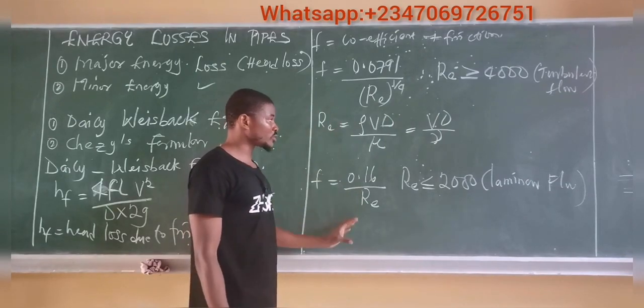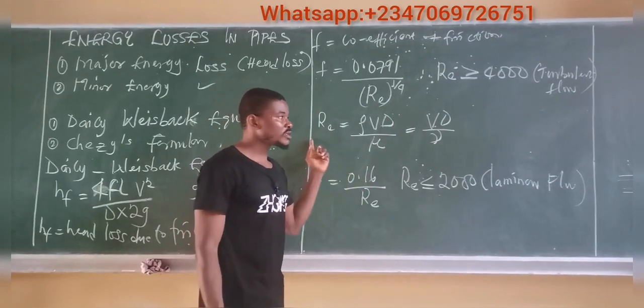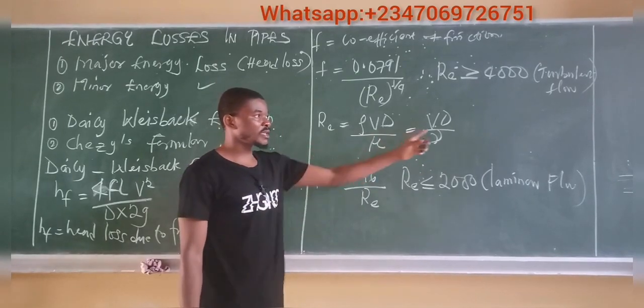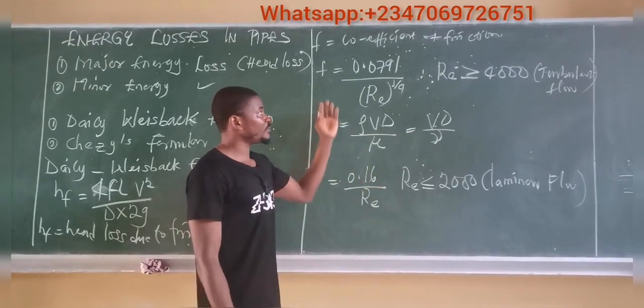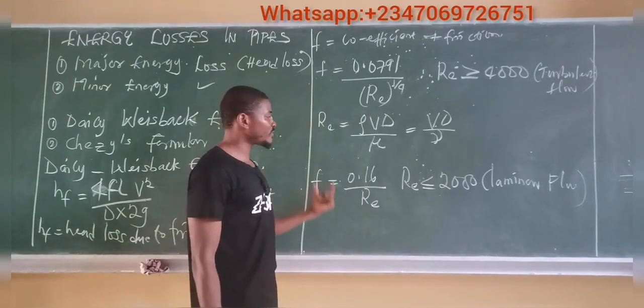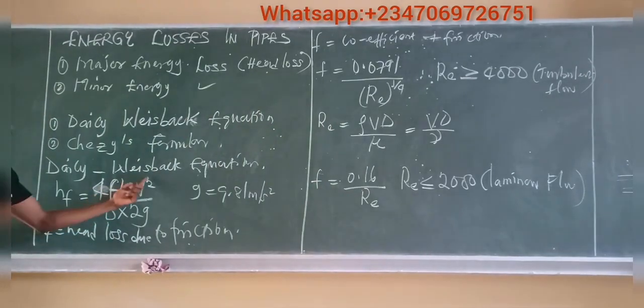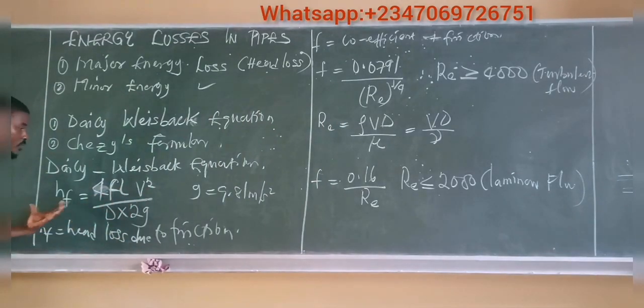So in both equations, all we need to do is to find the value of the Reynolds number using this equation, then check if it is turbulent or laminar, input into the appropriate equation depending on whether it is laminar or turbulent, then obtain your friction factor. Of course, the length of the pipe will be given to you, the speed of flow will also be given to you, and the diameter of the pipe will be given to you. You can use it to find head loss due to friction.